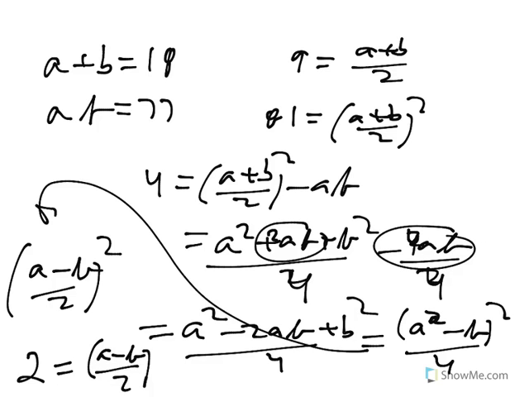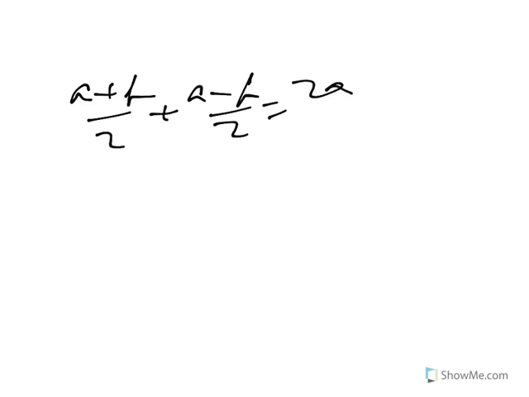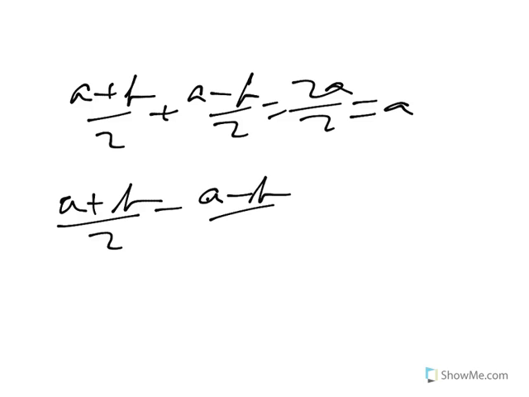So I started with (a plus b) over 2 being 9, and I ended up with (a minus b) over 2 being 2. Well, if you add (a plus b) over 2 plus (a minus b) over 2, it becomes 2a over 2, which is a, whereas if you subtract (a plus b) over 2 minus (a minus b) over 2, you get 2b over 2, which is b. And that's why that process works.